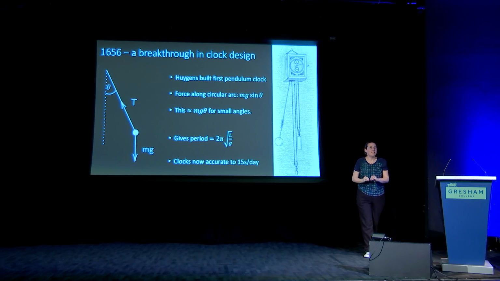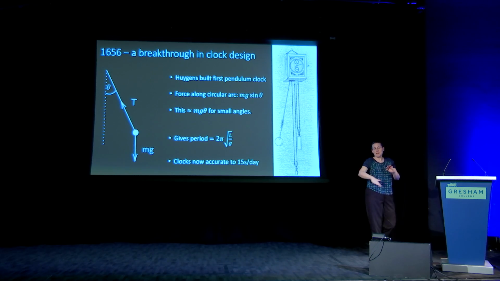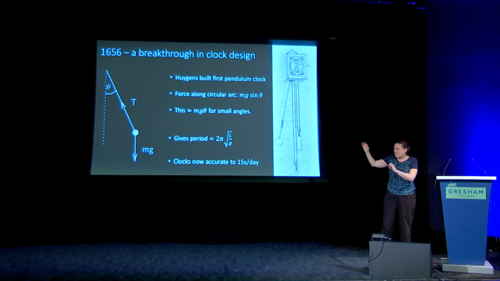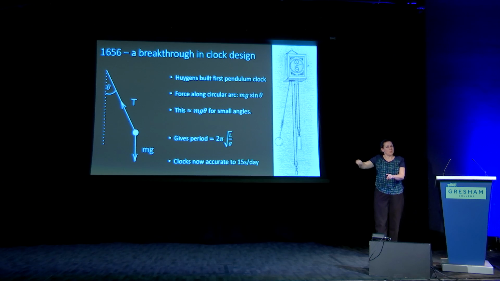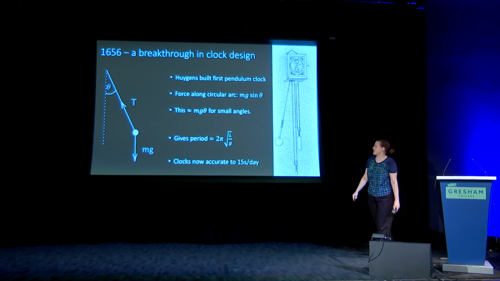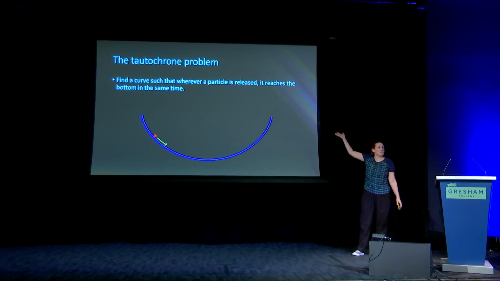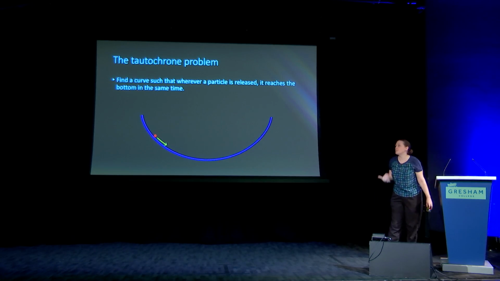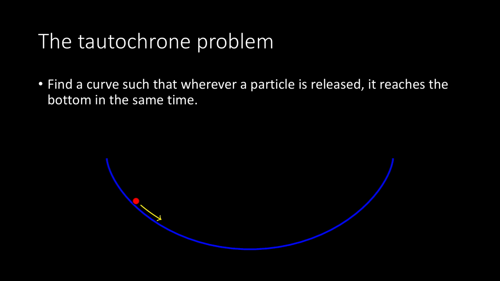If only there was some sort of curve that I could get my pendulum to move along, which really did have that property, that it really did always reach the bottom in the same amount of time. And if you take the Greek for the same amount of time, that's tautochrone. And so this thing is known as the tautochrone problem. Find a curve such that wherever a particle is released on that curve, moving just under gravity, it will reach the bottom in the same time, and then by symmetry it'll go back up to the opposite point and then come back again.